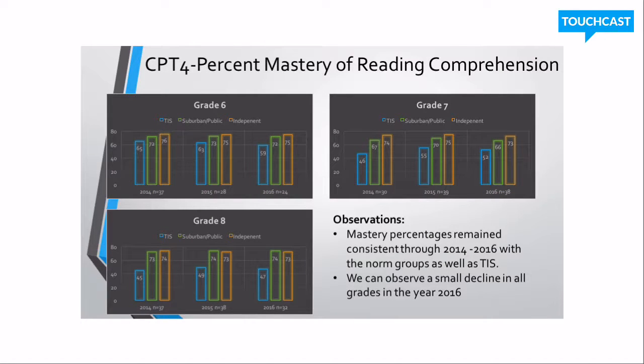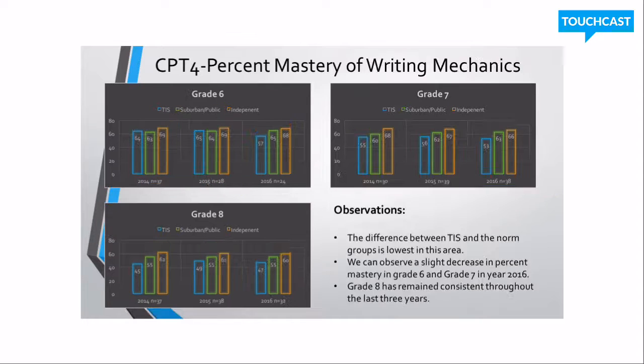The CPT-4 percent mastery of reading comprehension shows that the mastery percentages remained consistent throughout 2014 through 2016 with the norm groups as well as with TIS. So we can see that the norm groups and TIS are all at the same proficiency level. So they all are maintaining the same level of mastery. We can also observe though that there is a small decline in all grade levels in year 2016.